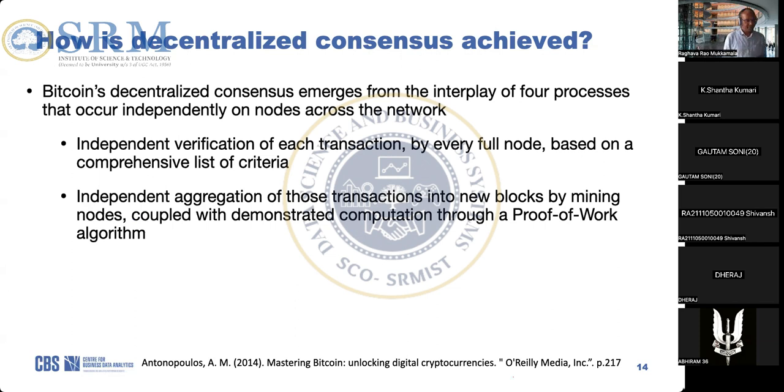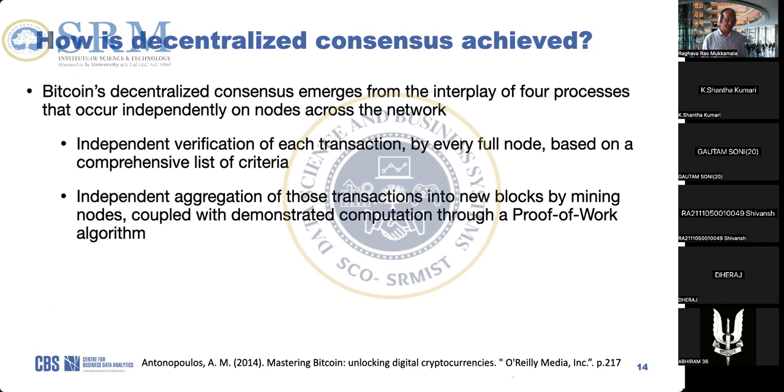And independent aggregation of those transactions are put into a new block. So the nodes will collect these independent unspent transactions. Let's call them unspent transactions: the transactions which are not spent before, which are not double spent. What does this independent aggregation of transactions mean? Every node will have their own set of independent transactions which they want to put into a block, right?